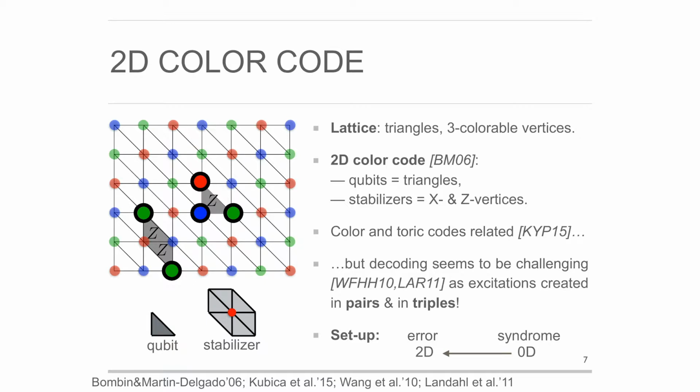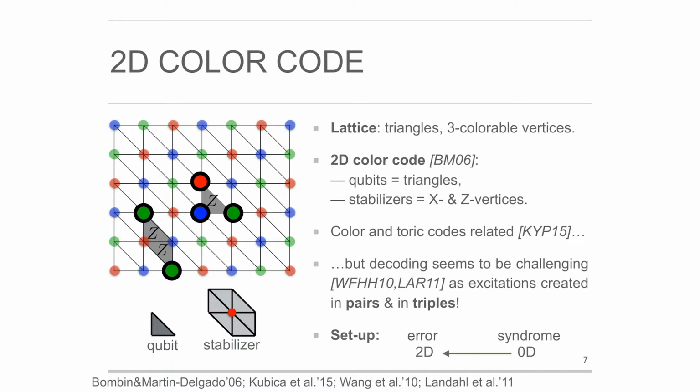So the color code can be defined by placing qubits on triangles. Every triangle of the lattice will host 1 qubit, and for every vertex of the lattice, we will assign an X operator and a Z operator. And those stabilizer generators will be supported on all triangles neighboring a given vertex. So this model is closely related to the toric code, and this relation carries over in higher dimensions. However, decoding of the color code seems to be more challenging.